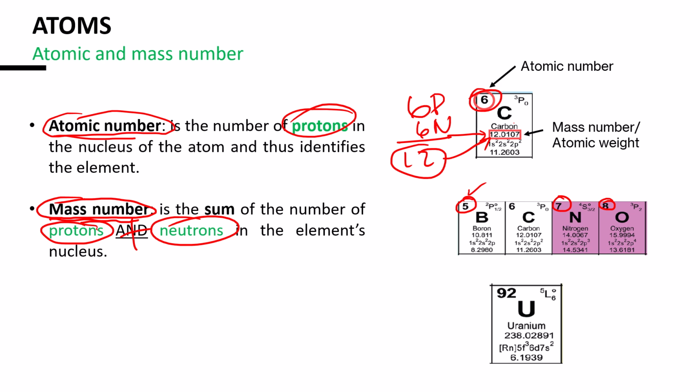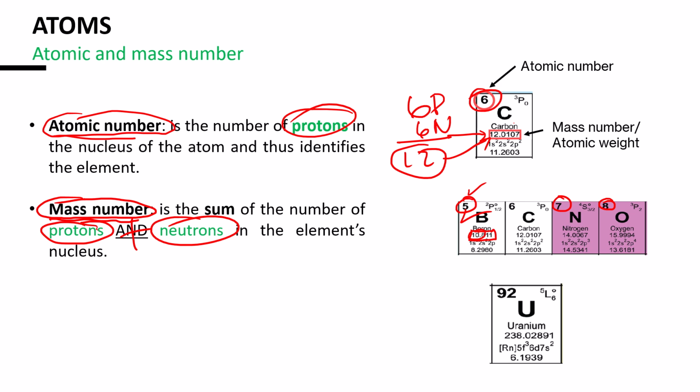You can do the same thing for the other ones. See this boron, the atomic number is 5, and the atomic mass is 10, so that means 5 protons, 5 neutrons. You do the same thing with nitrogen and oxygen. You can do all of these.